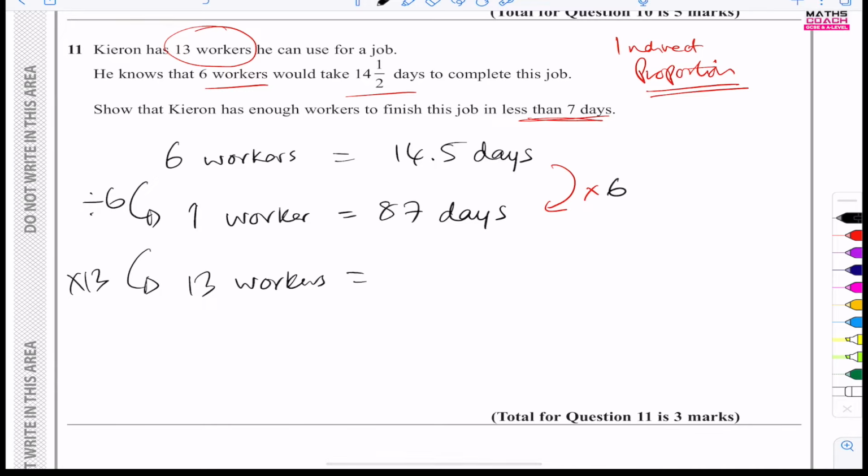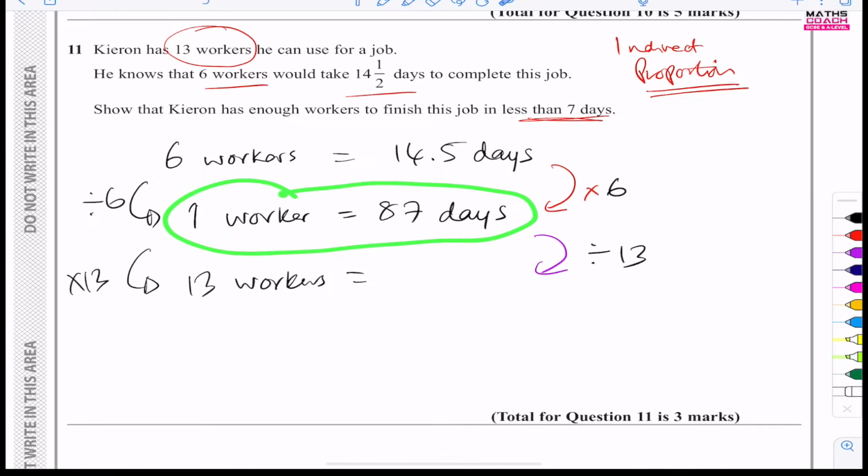So once again, what will we do on the other side? Will we multiply by 13 or divide by 13? Of course, we are going to divide by 13. Why? Because if you have 1 worker that takes 87 days to do a job and you've got more workers on it now, then this time should reduce. And to reduce that, you divide it by 13.